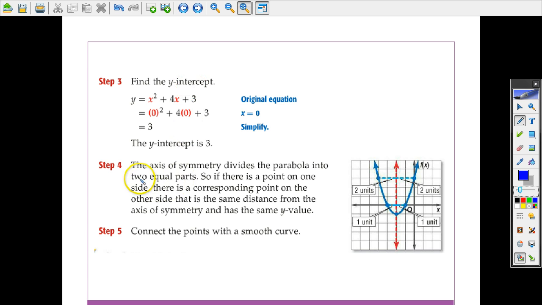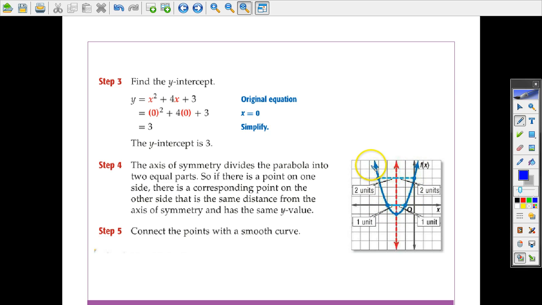Next, the axis of symmetry divides a parabola into 2 equal parts. So if there's a point on one side, there's a corresponding point on the other side. That is the same distance from the axis of symmetry, and has the same y value. All right, actually here's a better graph. So there's the vertex, there's the y-intercept. So they're saying if you have these 2 points, and the line of symmetry, if it's two blocks away, there should be 2 blocks away to the left as well. So that's your other point. Same as here. If you have 1 block to the right, then the same 1 block to the left. Okay, so there's your points.